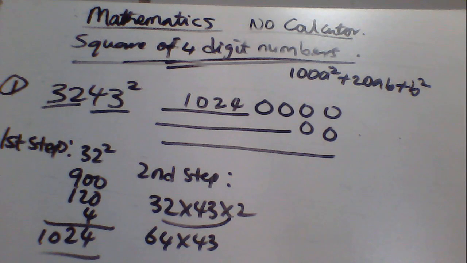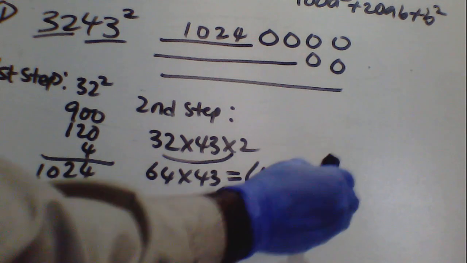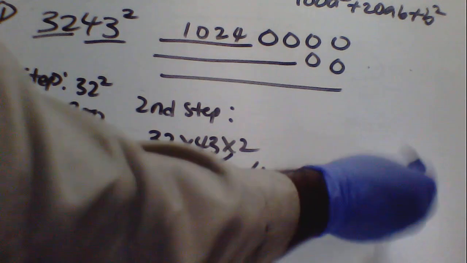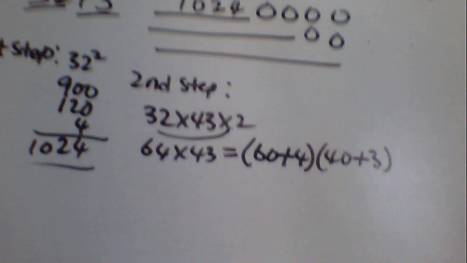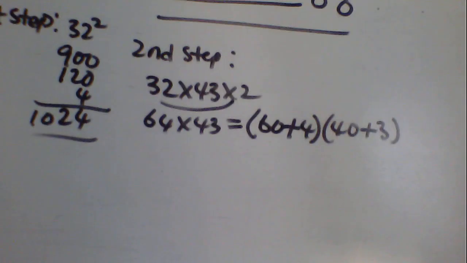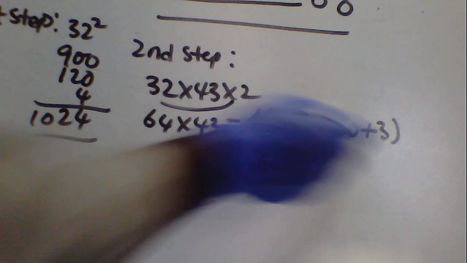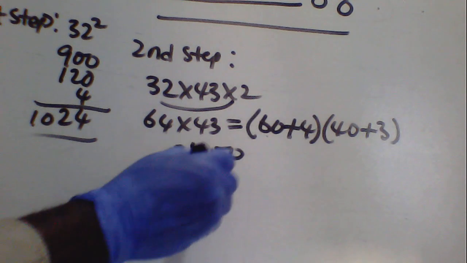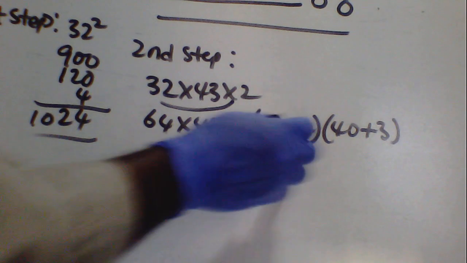In this case, you can use the factor method of algebraic multiplication. Split these two numbers, that will be very easy to do. You give us 60 plus 4, 40 plus 3. Then multiply them and add the results vertically. So 60 times 40 will give us 2400. 60 times 3 will give us 180. 4 times 40 will give us 160. 4 times 3 will give us 12.